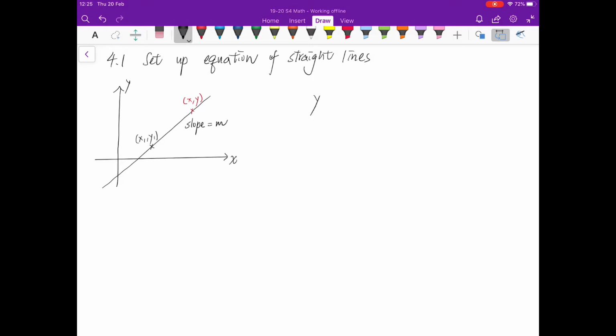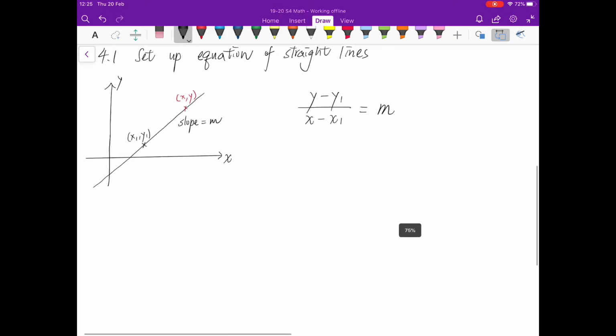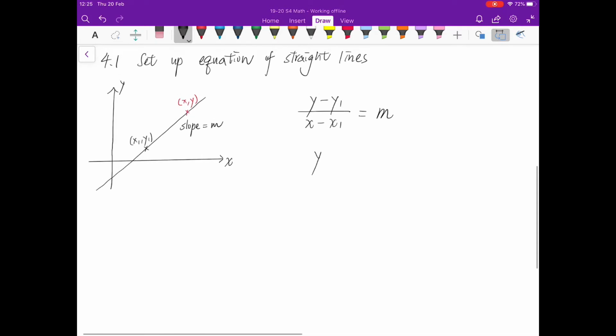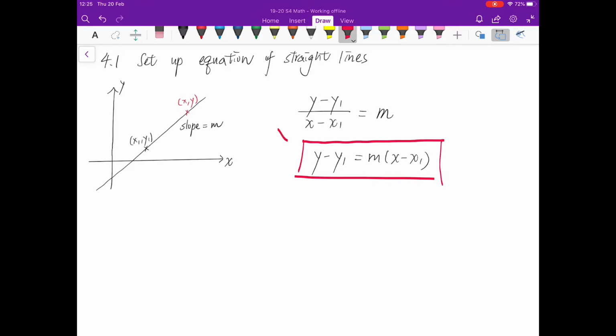So therefore, y minus y1 over x minus x1 will keep the same value, that is the slope of the straight line. If we move the denominator to the right hand side, we get y minus y1 equals m times x minus x1. And this is the equation of a straight line.